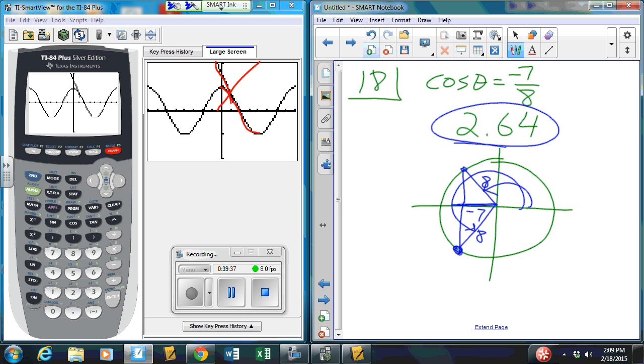Well, here's the problem. If I add pi, because I'm right here right now, I'm going to end up down here. Maybe minus 2 pi. Subtract 2 pi. If you go all the way around and you subtract the 2.64, you'll be back to right here. So 2 pi minus 2.64.